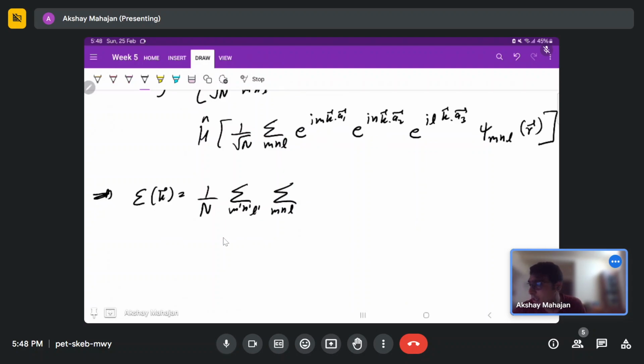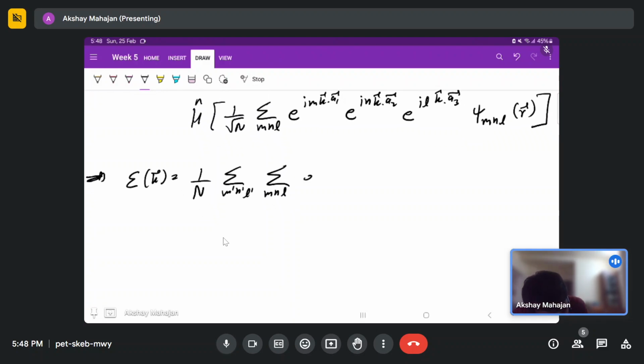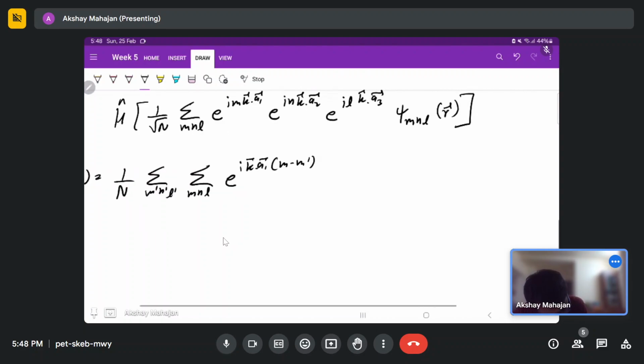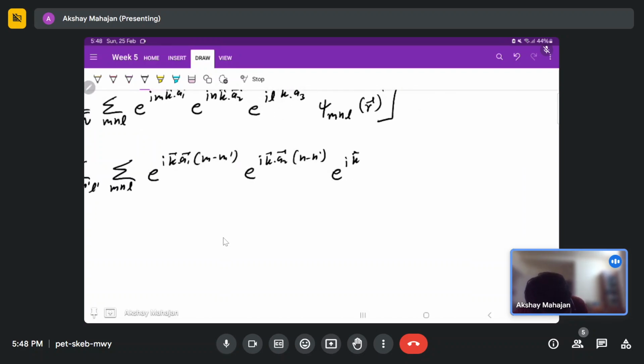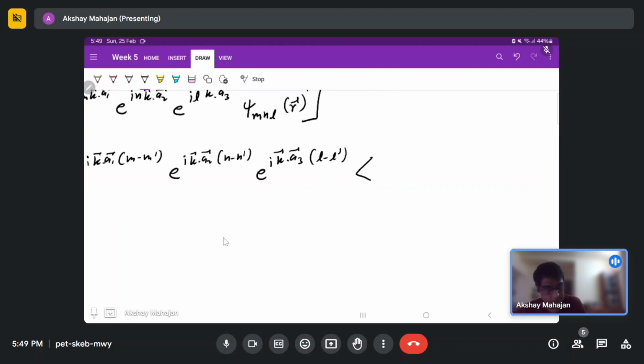Right, I will have e to the power iota k vector dot a1 vector times (m minus m prime), e to the power iota k vector dot a2 vector times (n minus n prime), e to the power iota k vector dot a3 vector times (l minus l prime), times... so I'm just writing, okay, we will have this integral.